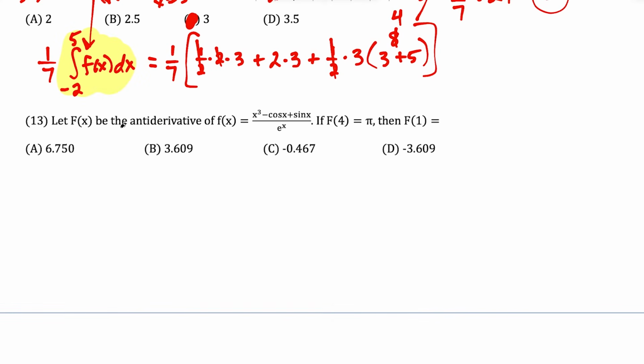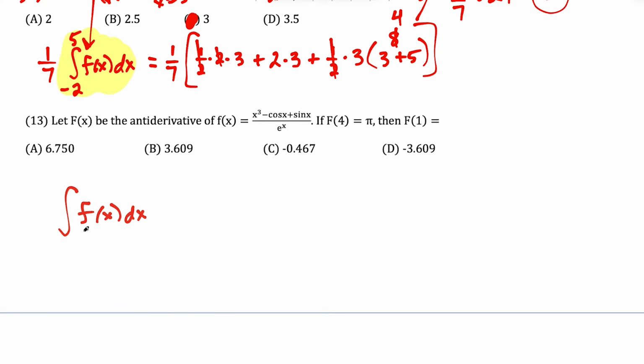Question 13, let capital F of x be the antiderivative of f of x equals this function here. And then we have if capital F of 4 equals pi, then capital F of 1 equals. So for this question, what we're going to do is we're going to set up this integral, the integral of f of x dx, and we have to be very strategic with the limits that we use here.